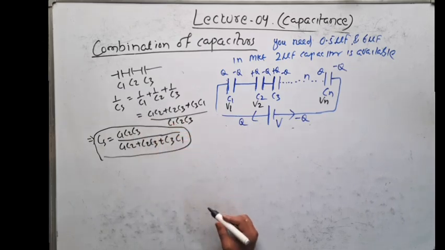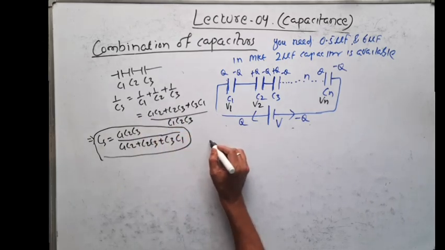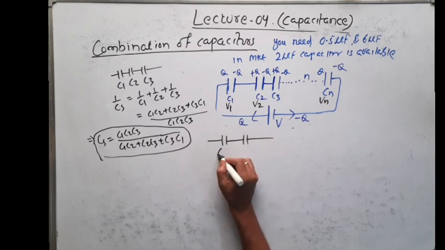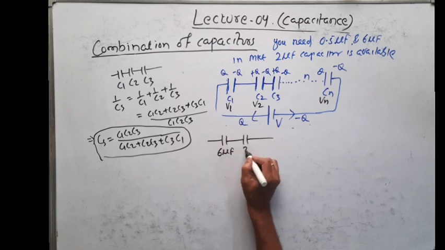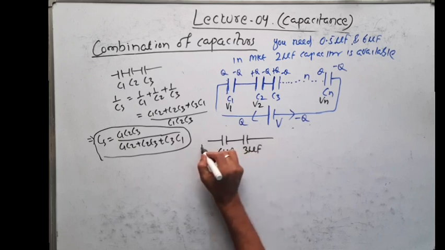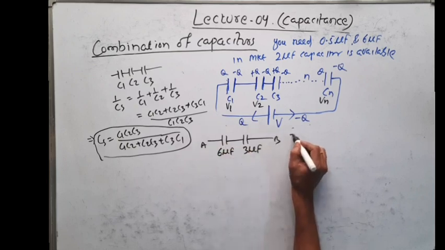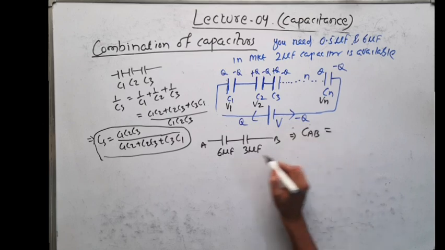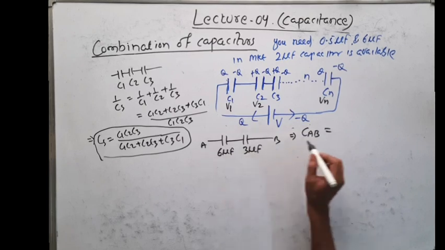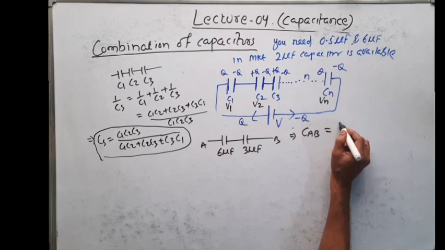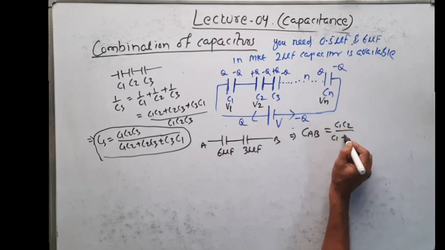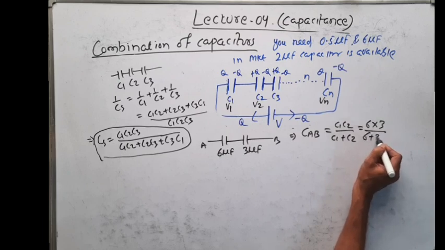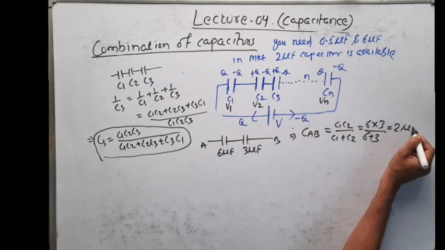Okay. So now an interesting question: suppose there are two capacitors. One is 6 microfarad, another is 3 microfarad. It is connected between A and B. The question is to find the equivalent capacitance across A and B. So what is the formula? For two capacitances it is C1 C2 by C1 plus C2. So here it is 6 into 3 by 6 plus 3. That is equal to 2 microfarad.